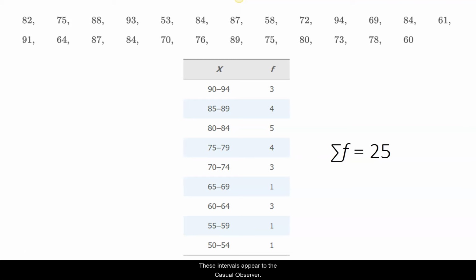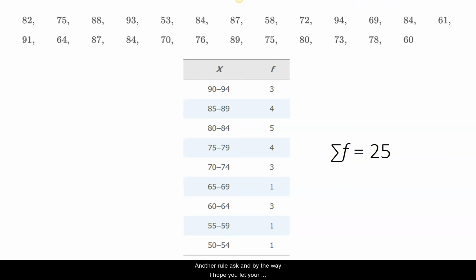These intervals appear to the casual observer to be a width of 4. In fact, they're a width of 5. 90, 91, 92, 93, 94. The widths should generally be a width of 5 or 10. I hate to say the word should, but it's so much easier to deal with 5 or 10 than it is to deal with 3 or 7. If you had some compelling reason to deal with 7, then I suppose we could list that. But 5 or 10 is so easy to deal with at a glance.